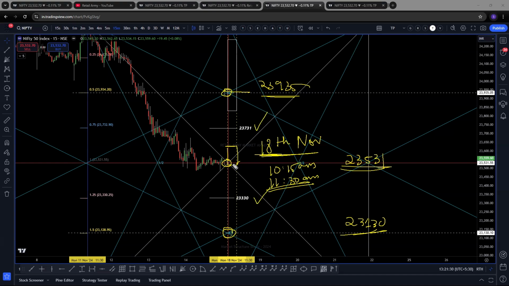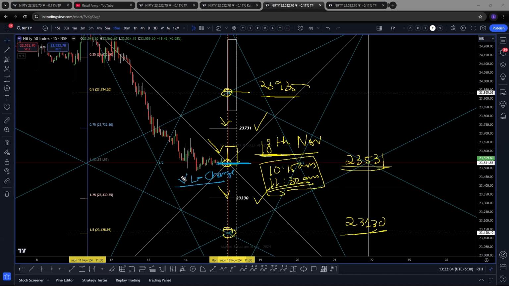Do your analysis first. What you need to look for is which level the price is touching in this time zone. Suppose tomorrow morning between 10:15 and 11:30 a.m. the market is touching your 23,530 level. So this has to be your charge point, or your vibration level, whatever you want to call it.